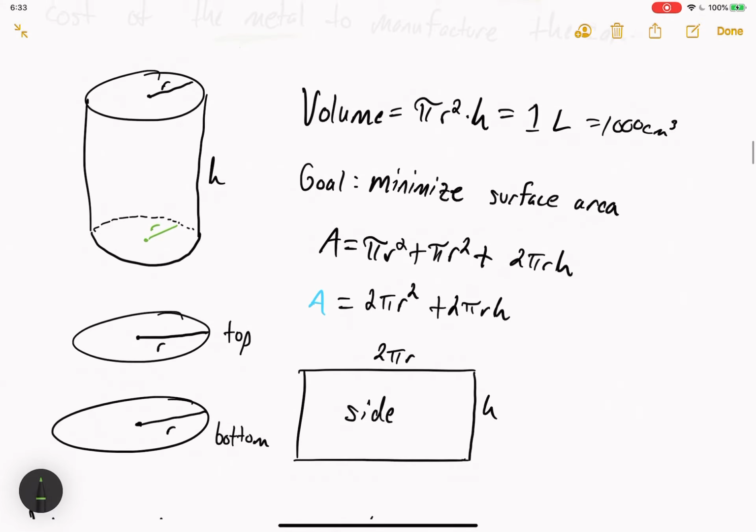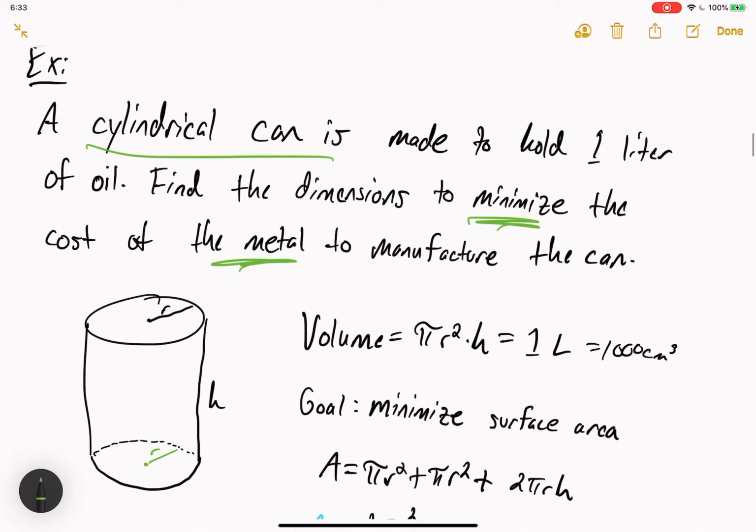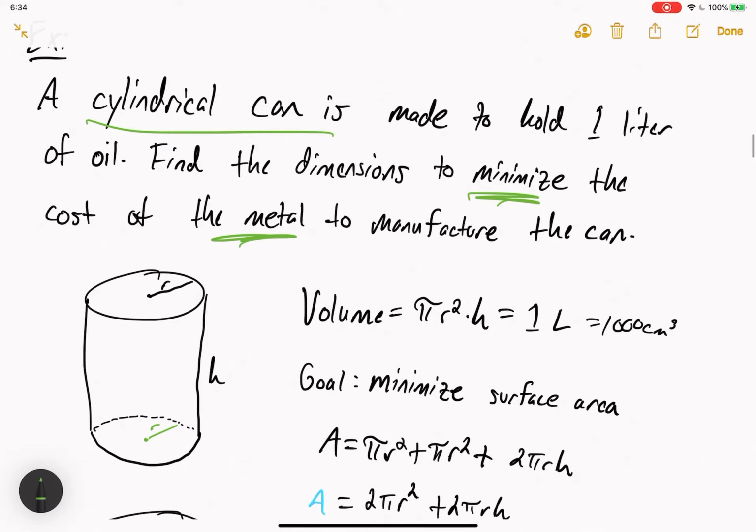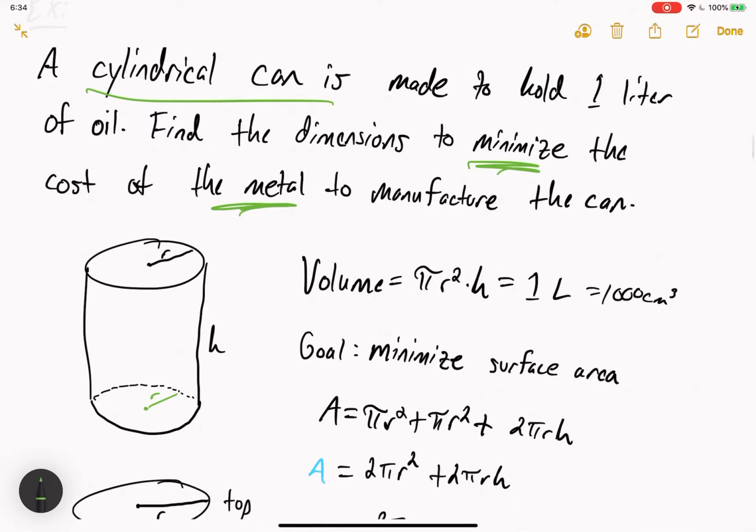So this is where it comes to the relationships. The first thing we did was read the problem: a cylindrical can made to hold 1 liter of oil, find the dimensions that minimize the cost of the metal to manufacture the can. So we get the problem: there's a can, it's a cylinder, it holds 1 liter, which is a statement about its volume. We want to find dimensions that minimize the metal we're using, so minimizing the surface area.